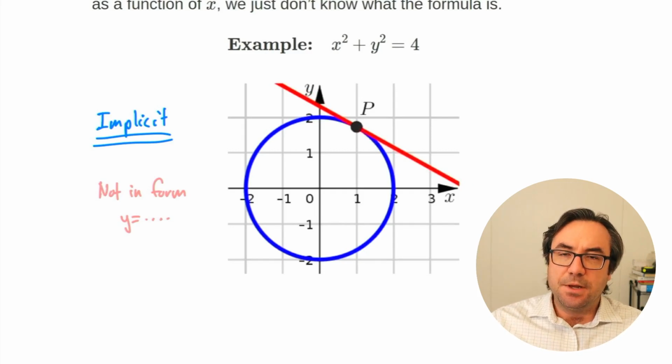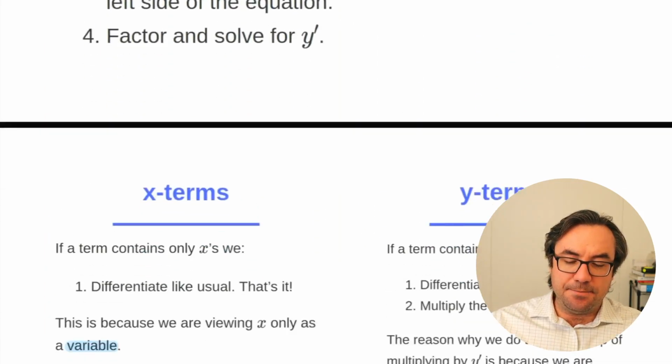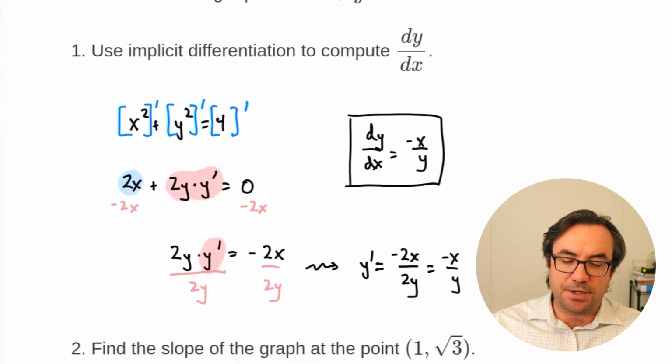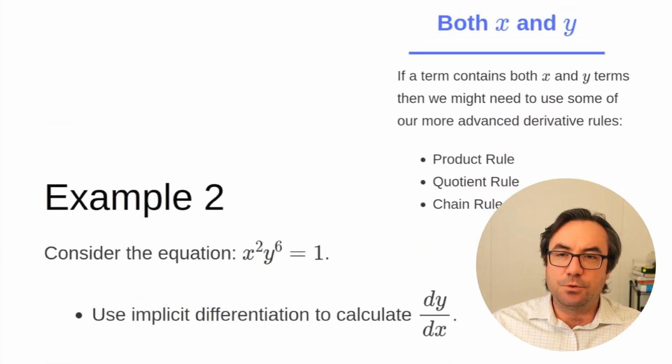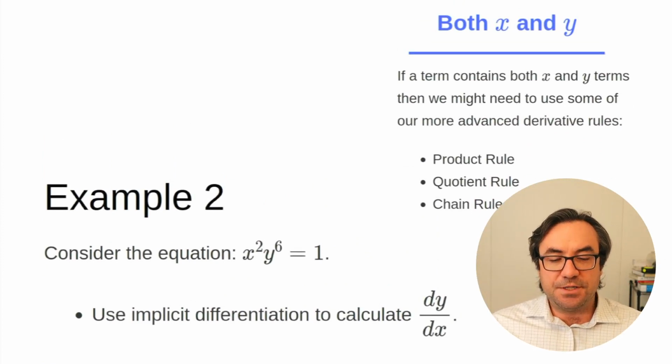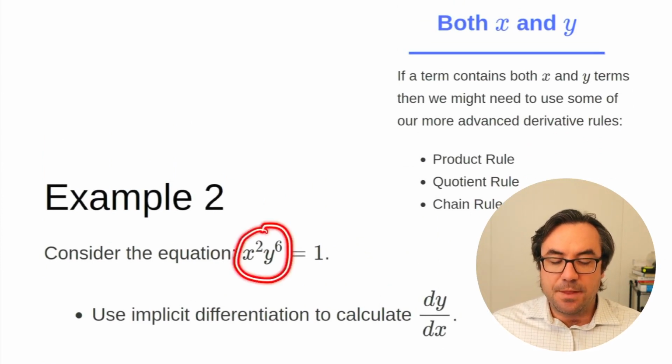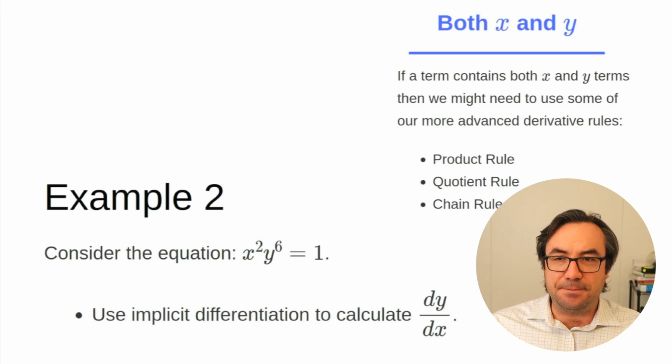All right. We'll spice things up in some later examples. In example 2, we'll do this one in class though. We're going to see what happens if we have a term that has both x's and y's in it. There we're going to have to use some of our more advanced derivative rules: product, quotient, or chain. So we'll see that in class.